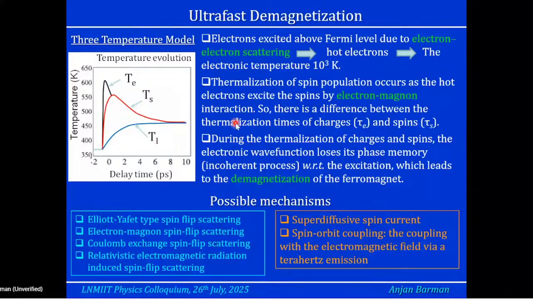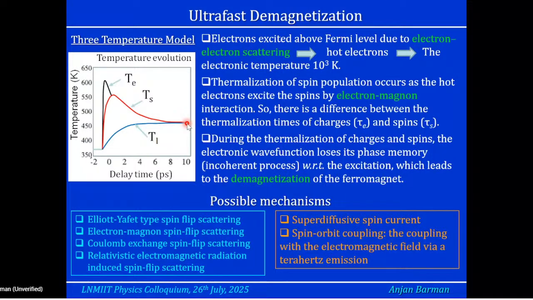And then after a certain time, the electron and spin transfer their energy to the lattice. So the lattice is heating, or its energy is increasing very slowly, but ultimately they equilibrate here, and the temperature of the electron, spin, and lattice becomes the same. So if you take a system at room temperature, the electron, spin, and lattice are at the same temperature.